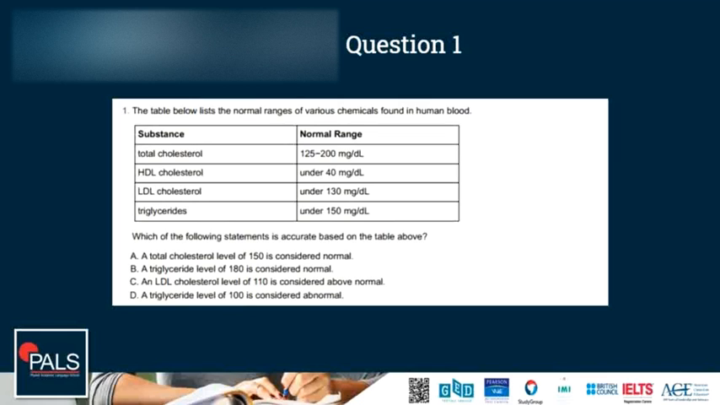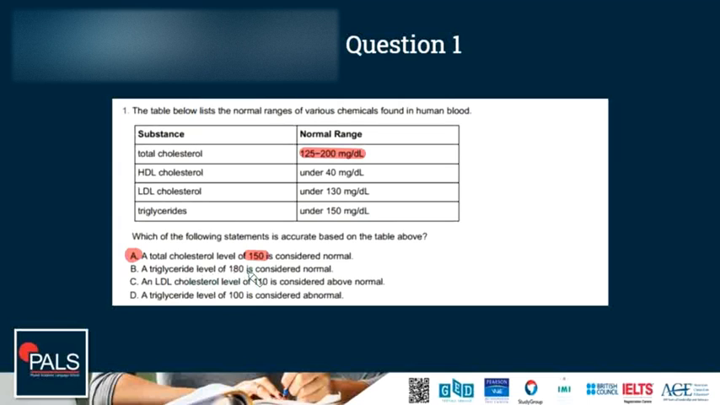A total cholesterol level of 150 is considered normal. Answer A. Why is that? Because if we look at the normal range of total cholesterol, it's 125 to 200 and 150 is in that range. Now if we look at the other answers, we can exclude all of them.